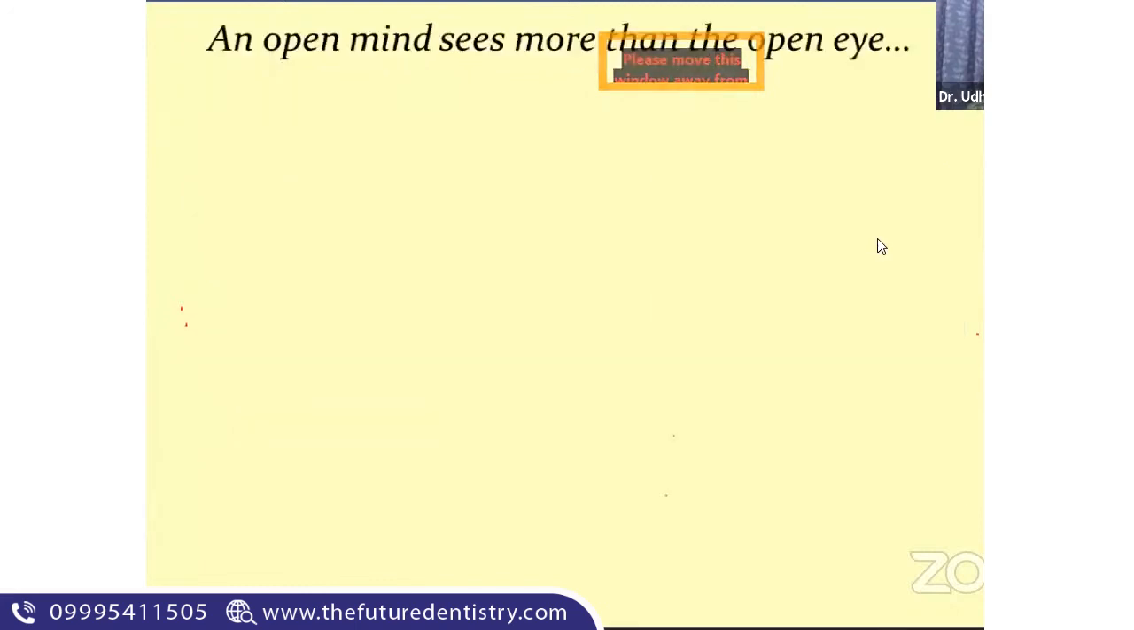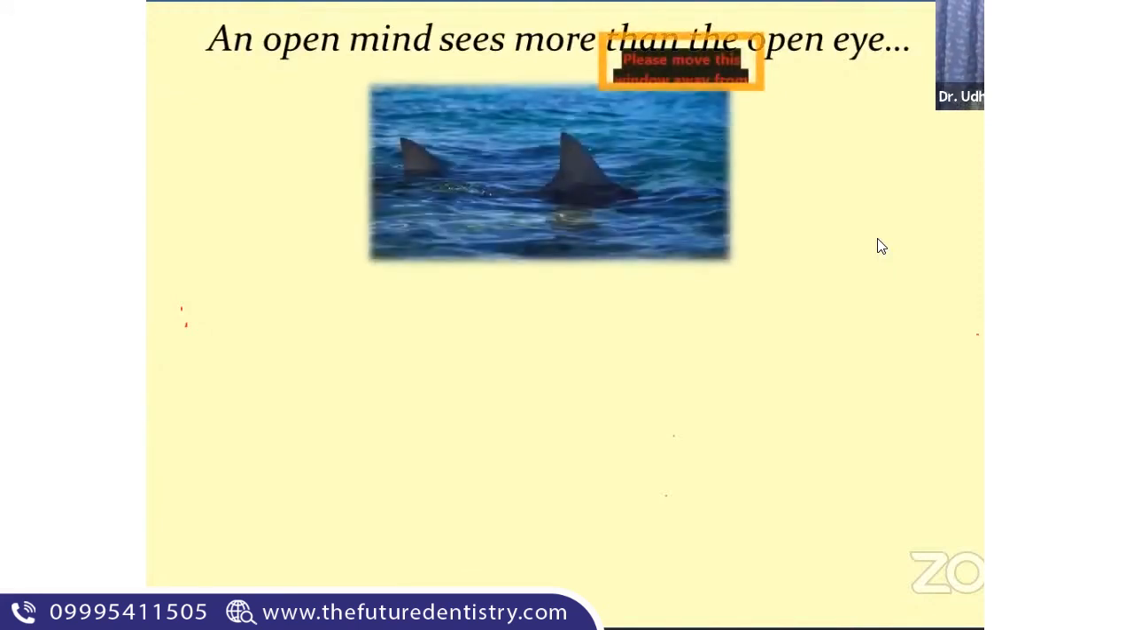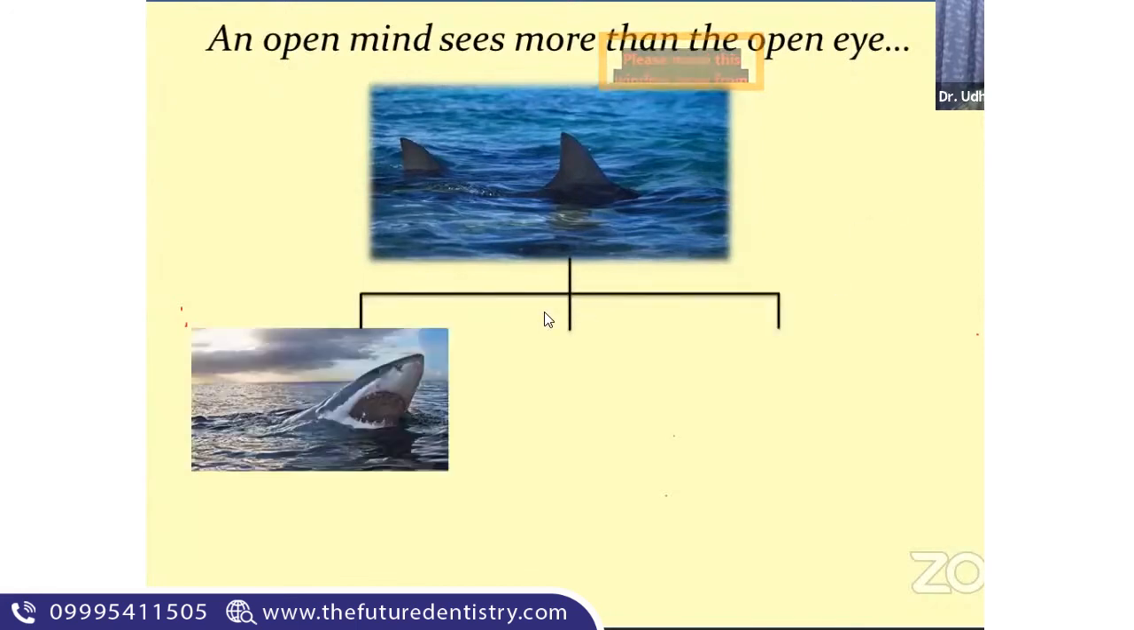So what you have to take away from today's session, it's just an orientation. You should understand that an open mind always sees more than an open eye. So what your eye sees, your mind has to process. For that, you should have a proper idea of what is the theory. Now, when you see this in the water, when you're swimming and this comes towards you, what is the first thing that comes to your mind? Shark. Start praying, isn't it? Going to be eaten.